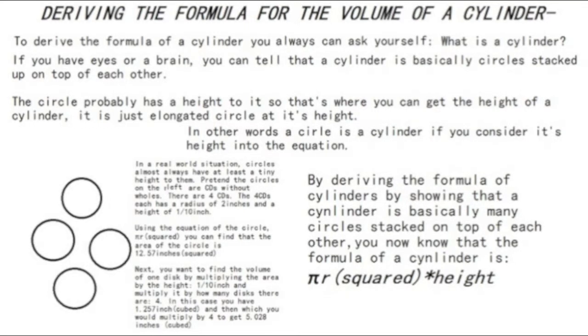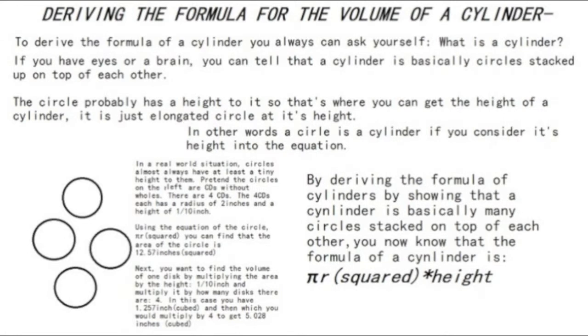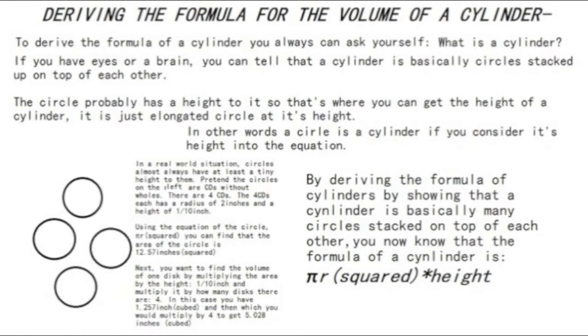To derive the formula of a cylinder, you need to know a cylinder is basically a bunch of circles stacked on top of each other. And from that you can get the formula, which is pi r squared times the height.